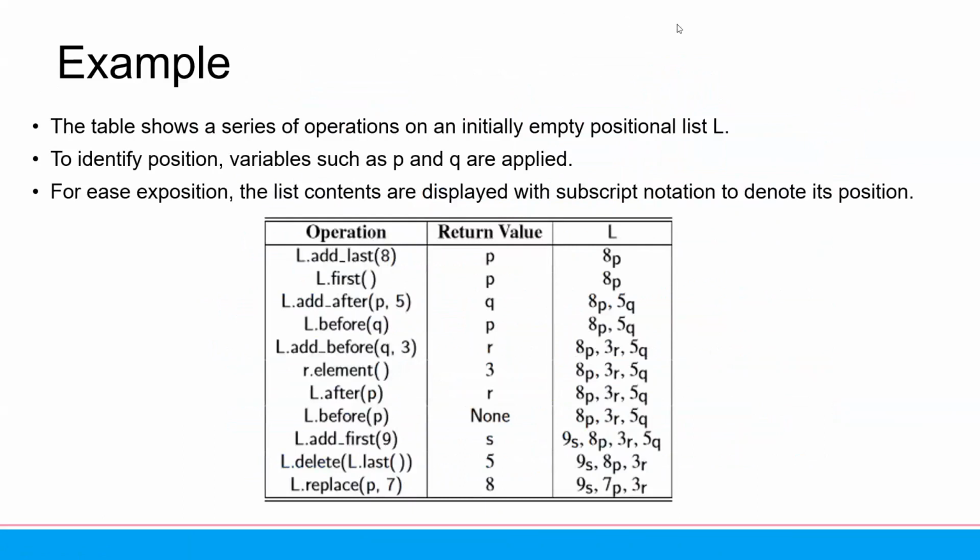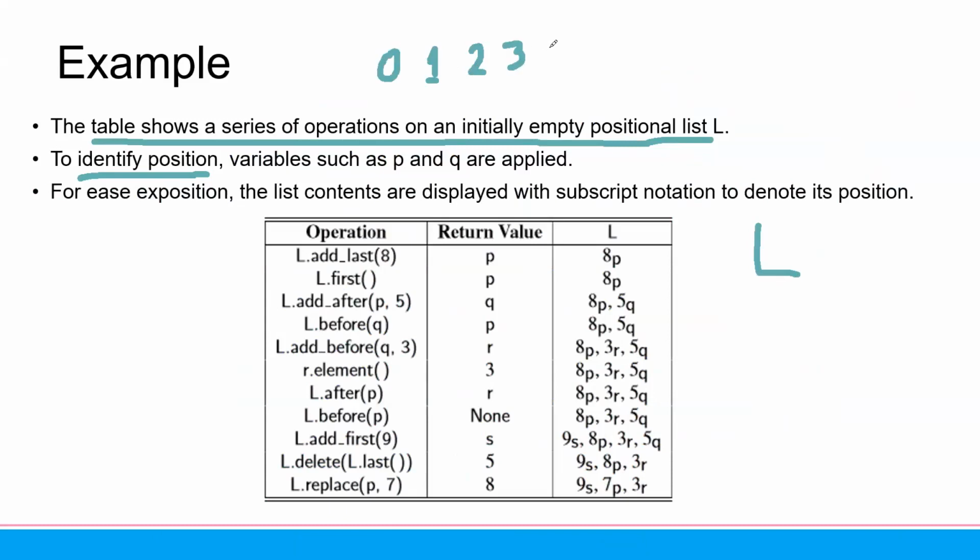So this is the example. The table shows a series of operations on an initially empty positional list. So L, let's suppose, is empty at the first time. And for this one, we are not using the index like in the list. If you are using a list, you have index 0, index 1, index 2, index 3, index 4, and so on. But in the positional list, we can identify the position with a different kind of index.